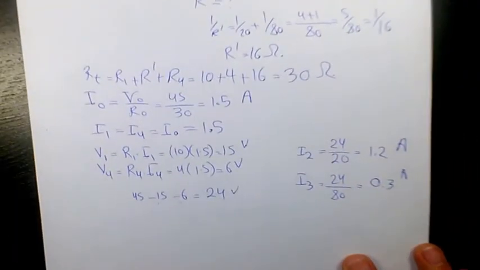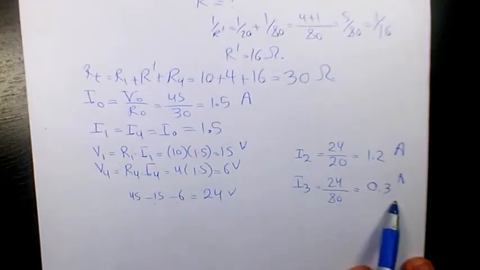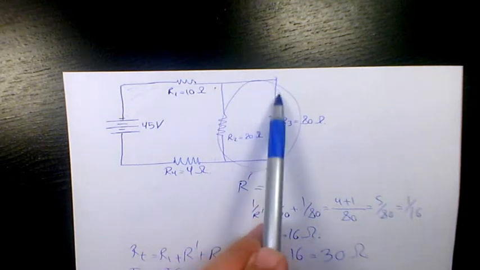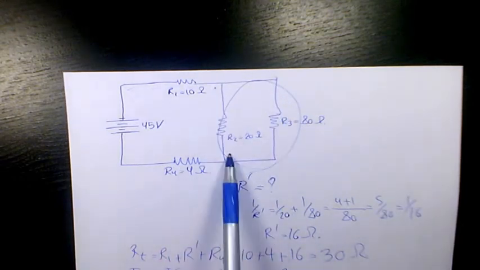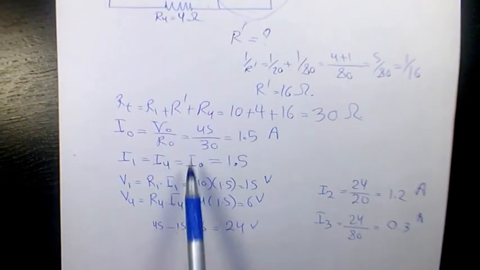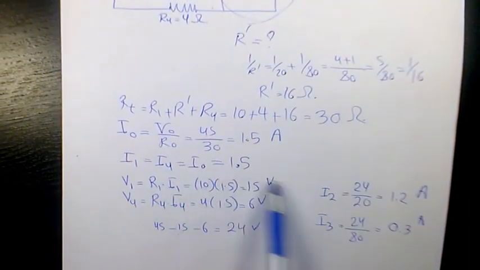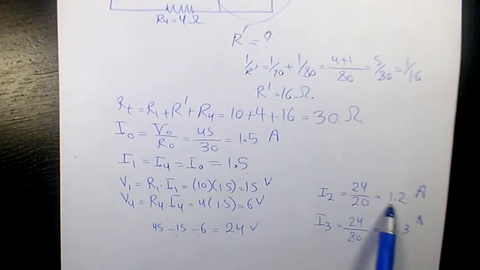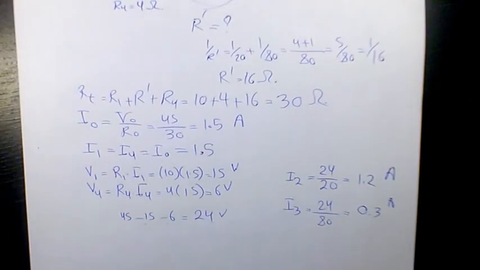I2 and I3 are going to be 1.2 and 0.3, and that makes sense because I3 is going to be this way, I2 is going to be this way, together supposed to give me I0, which is in here, which is 1.5. So 1.2 plus 0.3 is going to be 1.5.